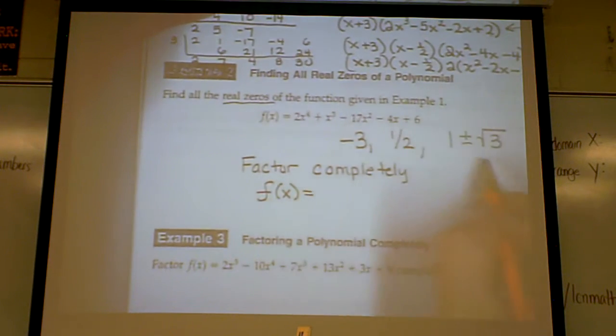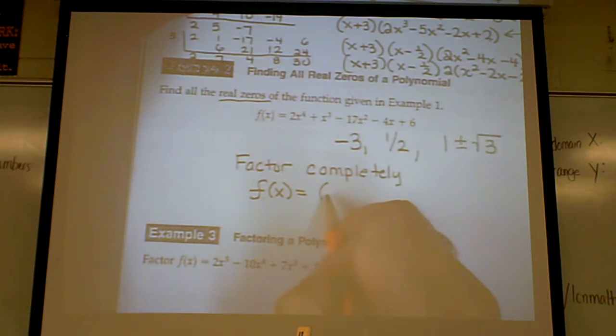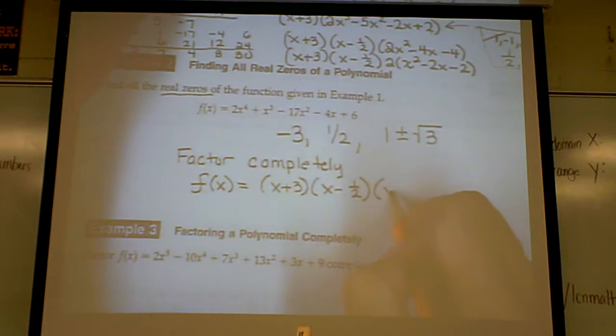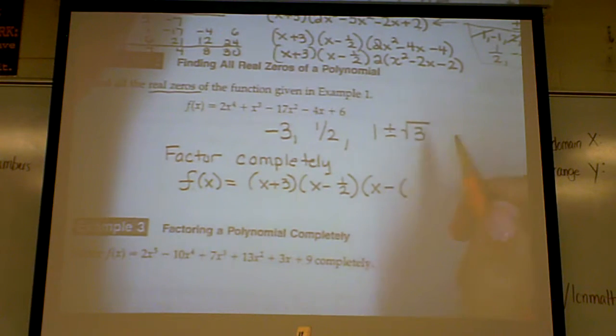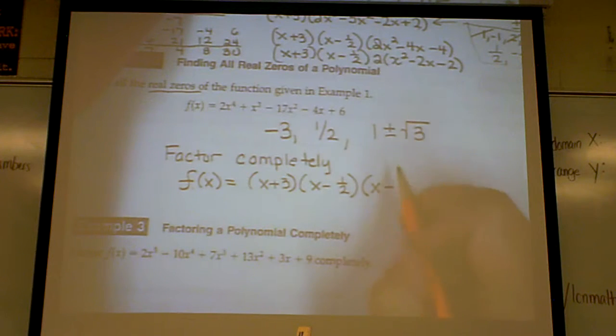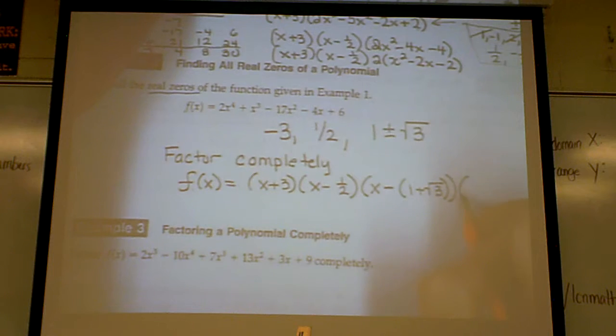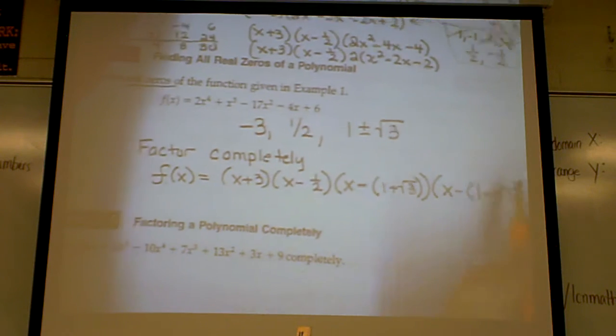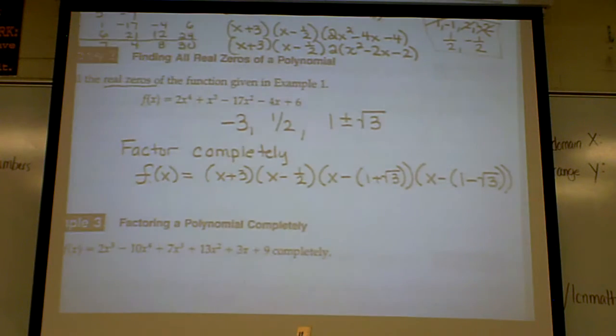Remember, these are your zeros. What would you write? x plus 3, x plus 3, so far so good. x minus 10. And then, isn't that the one that we did the weird? Yep, you did these on the last test. You're gonna write x minus 1 plus the square root of 3. And you're gonna write x minus 1 minus the square root of 3. This is factored completely.